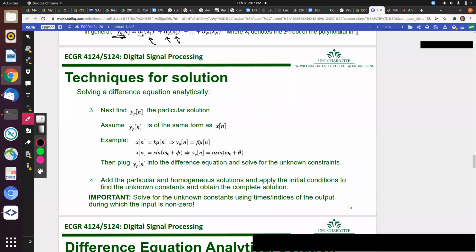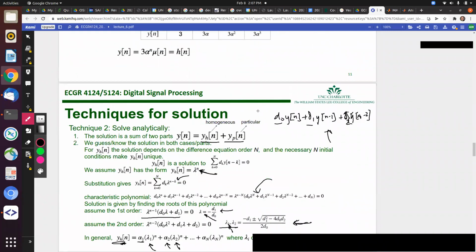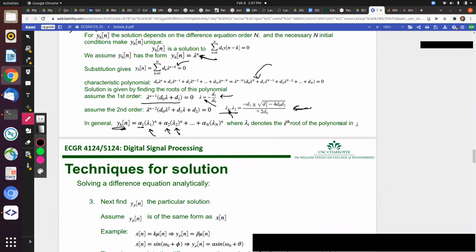Next you find the particular solution. This technique to solve is multiple steps. First, you know that the solution is summed into two parts. The second step is to get the homogeneous solution, which is what we just did. You have to solve for this constant lambda. Then write down the solution as alpha 1 times lambda 1 if it's first order, or alpha 1 lambda 1 plus alpha 2 lambda 2 for a second order system.